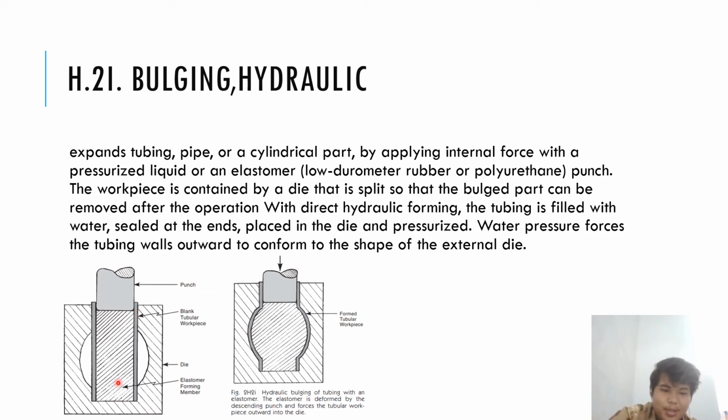So we can see here, this is the hydraulic bulging example. The shape is put into the die, and the punch is pushed through the tubular workpiece, and we have an elastomer here or the water one. Because the water pressure is filled into the cavity of the die, the final part is going to be like this. Remember, we use either an elastomer forming member or water.